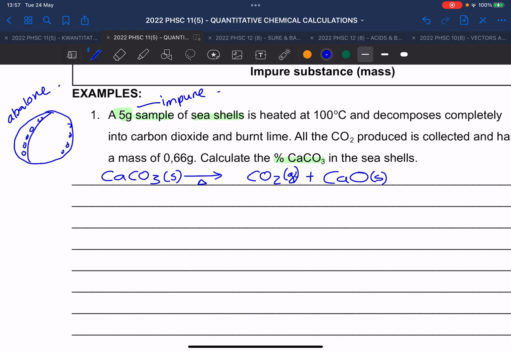All right. Okay, so this abalone shell, or the shell, they say, this whole shell weighs 5 grams.